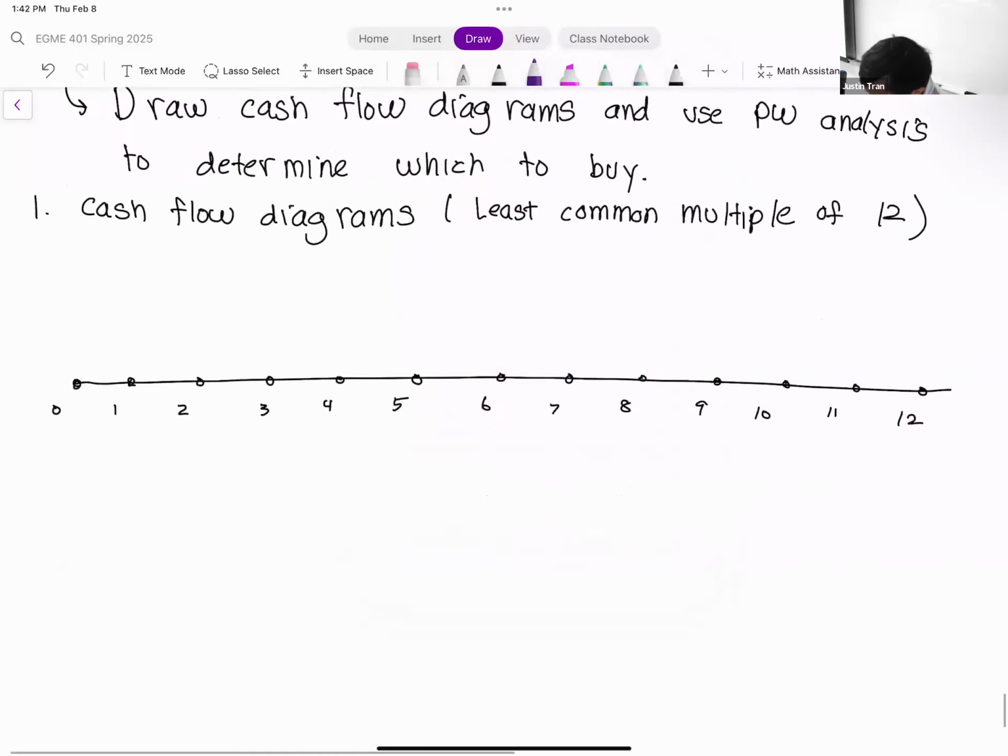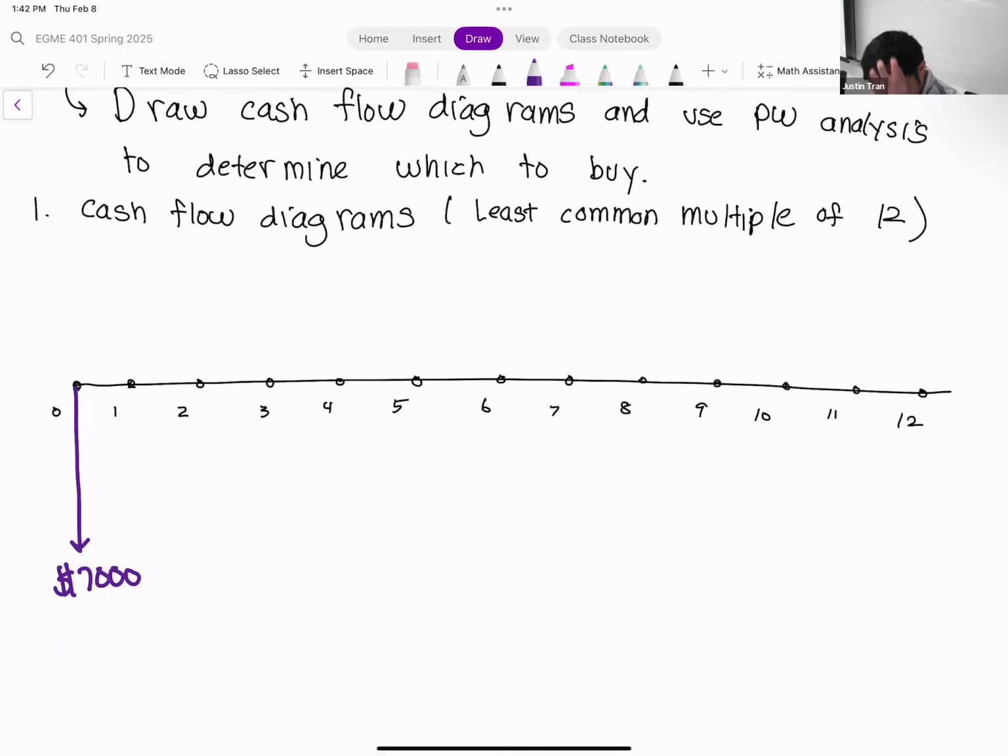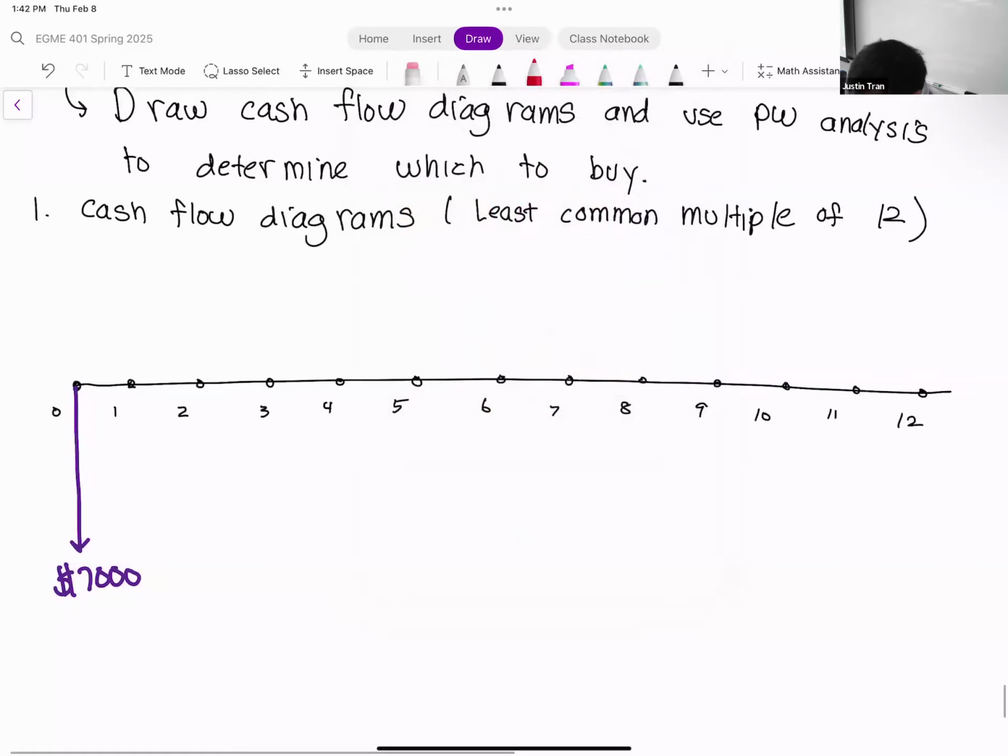So for pump A, we have our initial cost of $7,000. Sorry about that. I think I made a typo. The annual maintenance for pump A is actually $1,500, not 500. I missed the one there. We'll correct it in the diagram here.